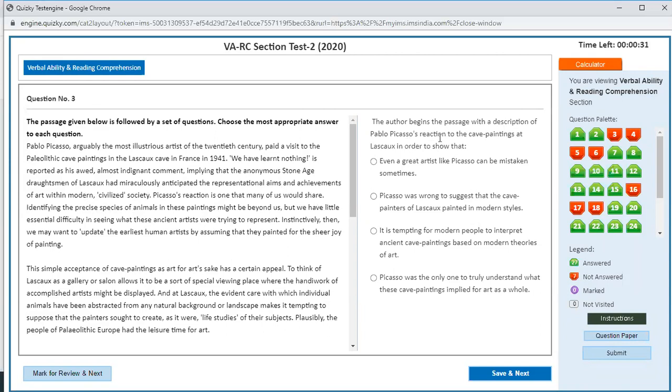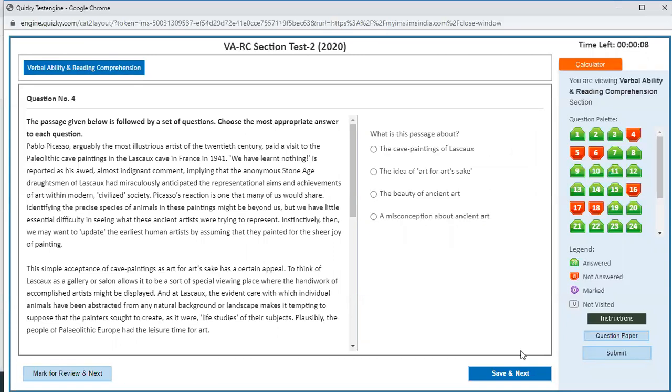So the passage begins with a description of his reaction. You learn nothing. Okay. To show that even great artists can be mistaken sometimes. Okay, I was wrong to suggest the cave painters painted in a modern style. Okay, so everyone wants to interpret modern theory. Only one to truly understand. Okay, A and D are out. It is tempting for modern people to interpret ancient cave paintings based on modern theories of art. Here we go. I'll mark C.